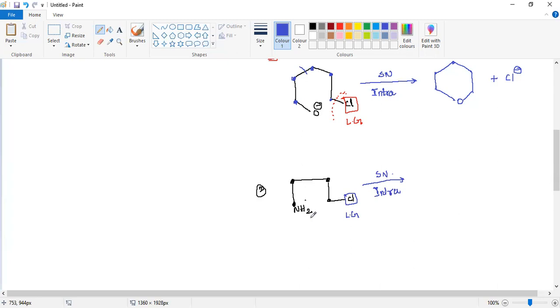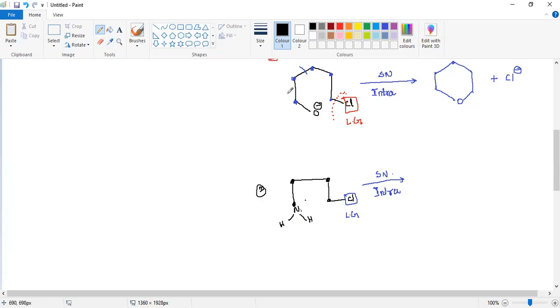So how do we do this one? We do one thing, for an easy process I can write the same NH2 like this. You can write like this. Sorry, yeah, NH2.